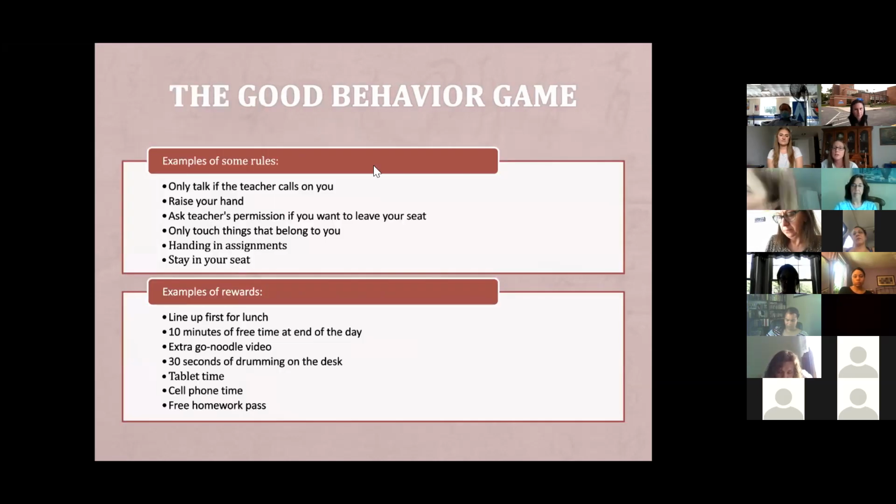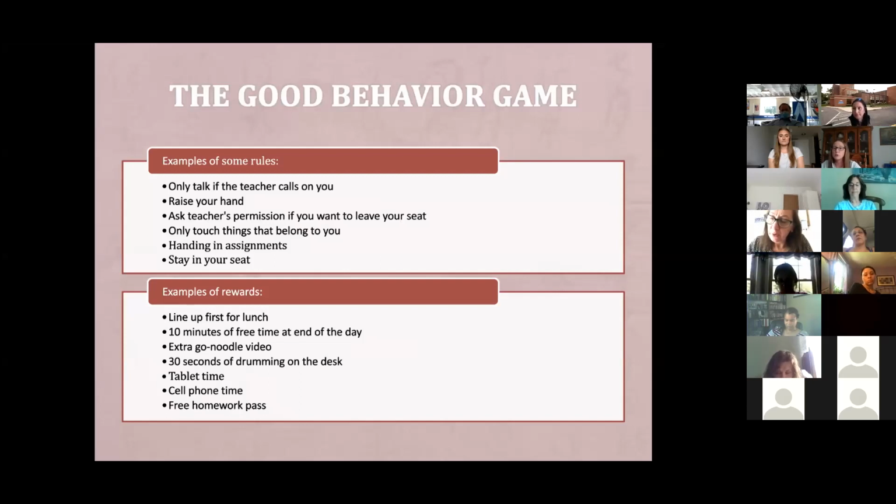Okay, so these are some examples of some of the rules. Again, these aren't set in stone. You're going to individualize these to your classrooms or the groups that you're working with. So some of the rules or expectations that you can put in place are only talking when the teacher calls on you, raising your hand, asking the teacher's permission if you need to leave your seat, only touching things that belong to you and not your peers' stuff on their desk, handing in assignments, and staying in your seat. Again, these are going to be individualized. Some of these aren't going to work for high school students. Some of them won't work for kindergarten students. So you want to take that into consideration when you're setting up your rules and expectations.